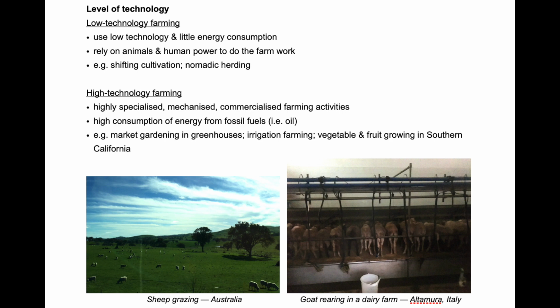High-tech is highly specialized, mechanized, using machines, commercialized, so it's mostly commercial, large-scale farming. So they use a lot of hydrocarbon, basically fossil fuels, to power the machines. So for example, like a tractor, like a harvester, maybe they even have drones to spread pesticides, right? They even have an airplane to spread fertilizer and pesticide.